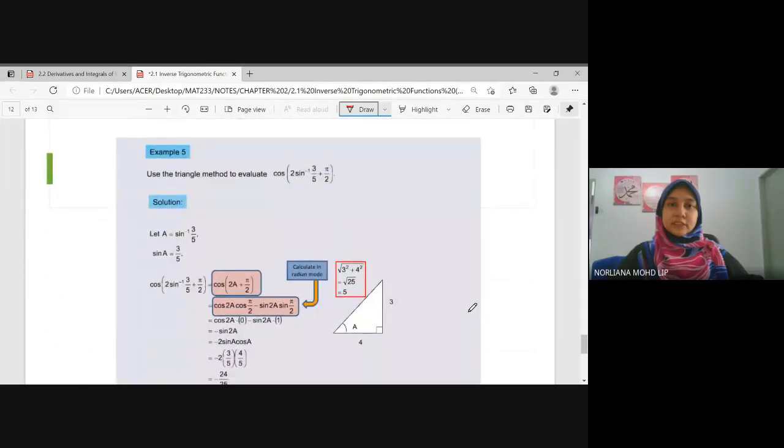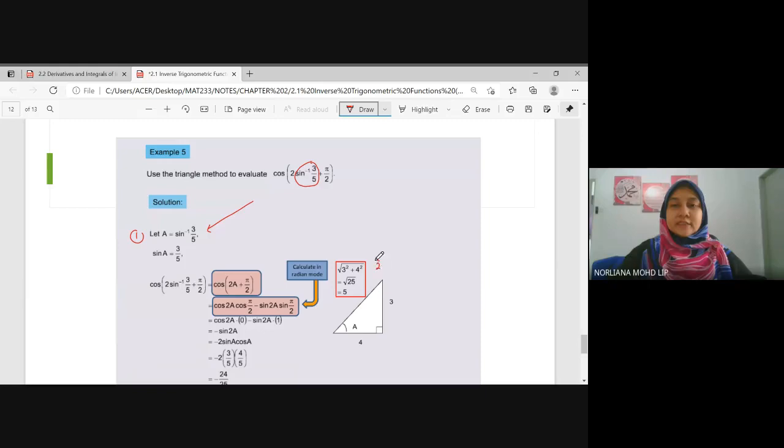Okay, number 5. For number 5, you only let the inverse trigonometric function. The question is cos of 2 sin inverse 3 over 5 plus pi over 2. We only let the trigonometric function. Let A equal to sin inverse 3 over 5. First step, sin A equals 3 over 5.